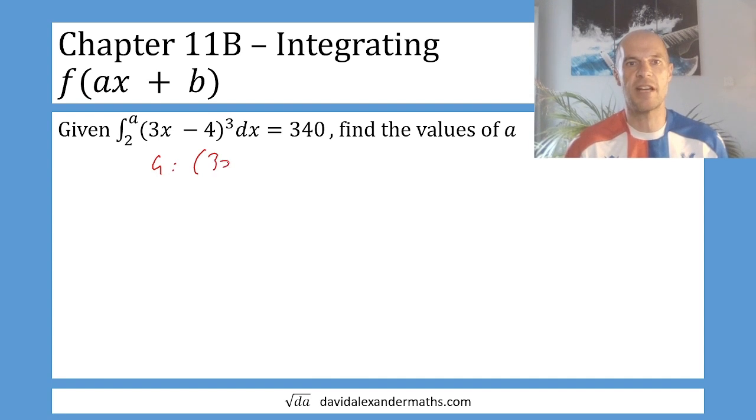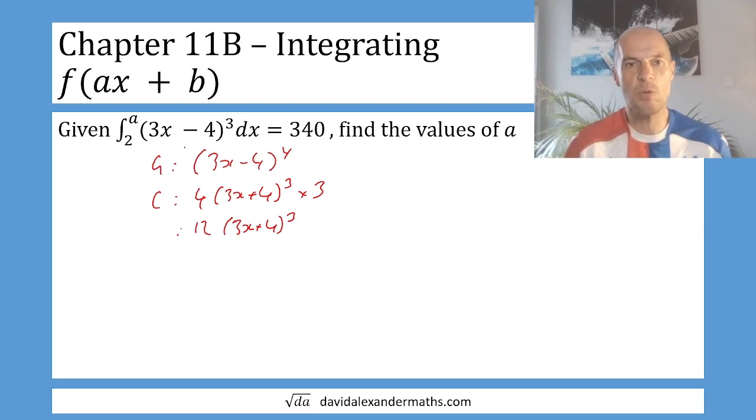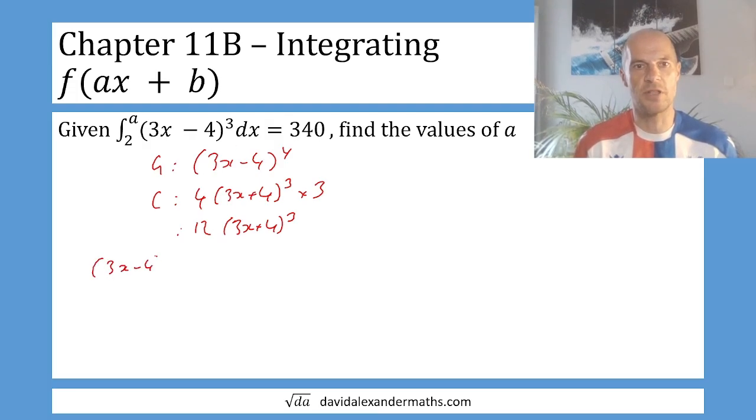I'm going to guess that it's 3x minus 4 to the power of 4. If I do a check, that's going to be 4 lots of (3x minus 4) cubed multiplied by the derivative of 3x minus 4, which is 3. So that's 12 lots of (3x minus 4) cubed. Now I only want 1, not 12, so my guess is 12 times too big, so therefore the integral is going to be 1/12 of (3x minus 4) to the power of 4. And that is between these limits of a and 2.